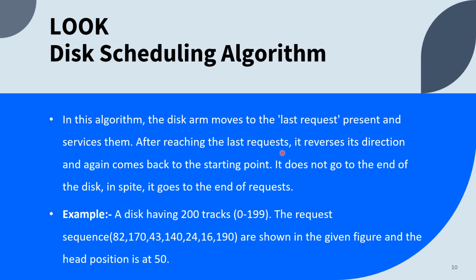In this algorithm, the disk head moves to the last request present and services them. After reaching the last request, it reverses its direction and comes back toward the starting point. It does not go to the end of the disk; instead, it goes only to the end of the requests. Let's consider an example: a disk having 200 tracks. The request sequence is given as shown in the figure and the head is currently at position 50.